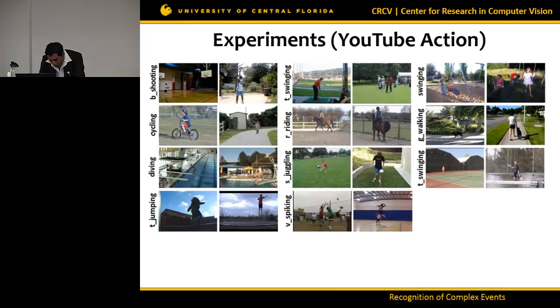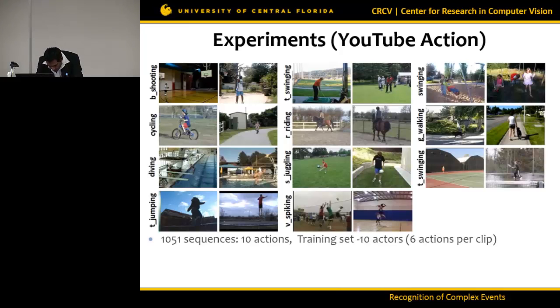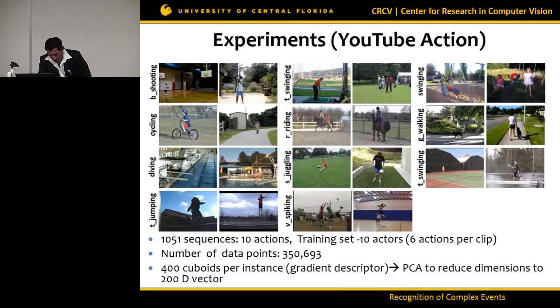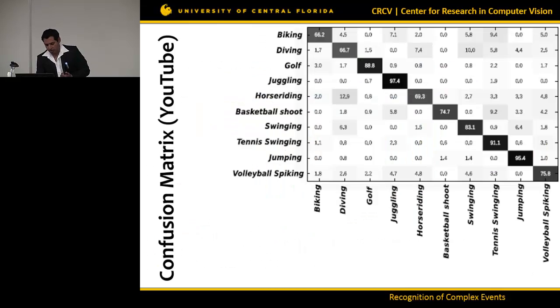We also did some experiments on the YouTube action dataset, and here are some sample frames for that. This is a slightly bigger dataset, about 1051 sequences, 10 actors, 10 actions, and there are about 6 actions per clip. The total number of data points here is about 350,000, and we did a similar setup as we did for the KTH. Here is a confusion matrix that shows some very high performance for certain actions such as juggling, and also tennis swinging.